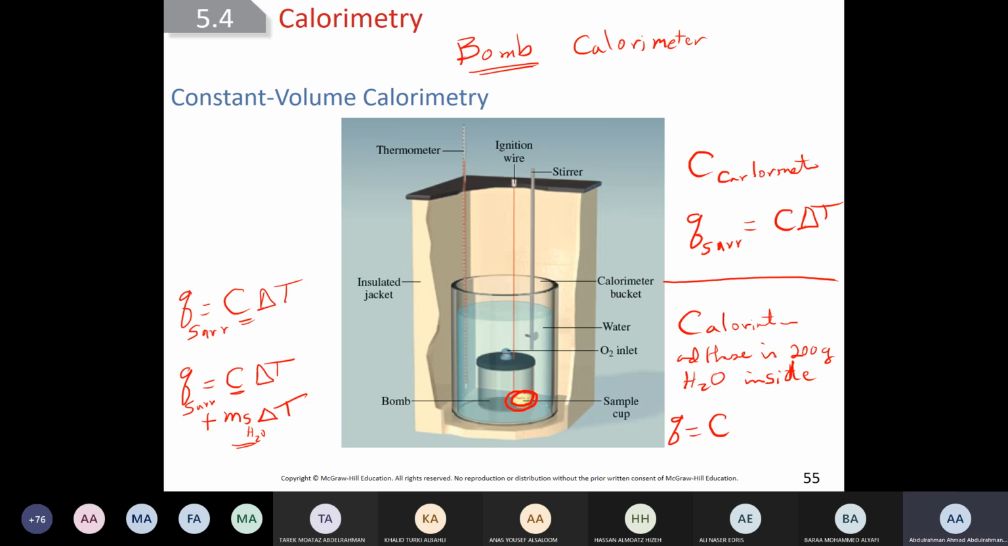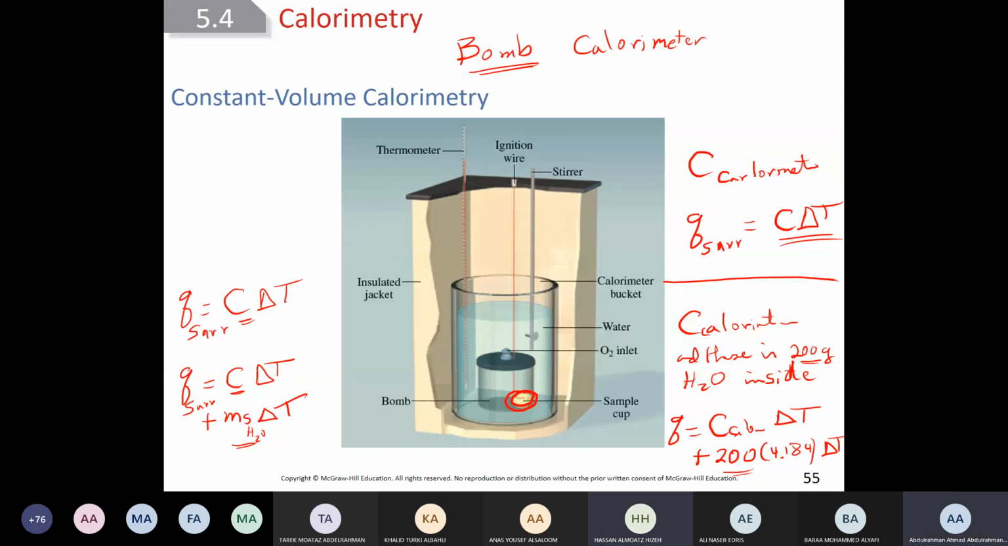C of calorimeter times delta T plus what? 200 grams times 4 point something times delta T. Is this clear? In this case, I gave you the mass of the water, so you have to do it by itself. If I don't give you any mass or anything, just use this equation.